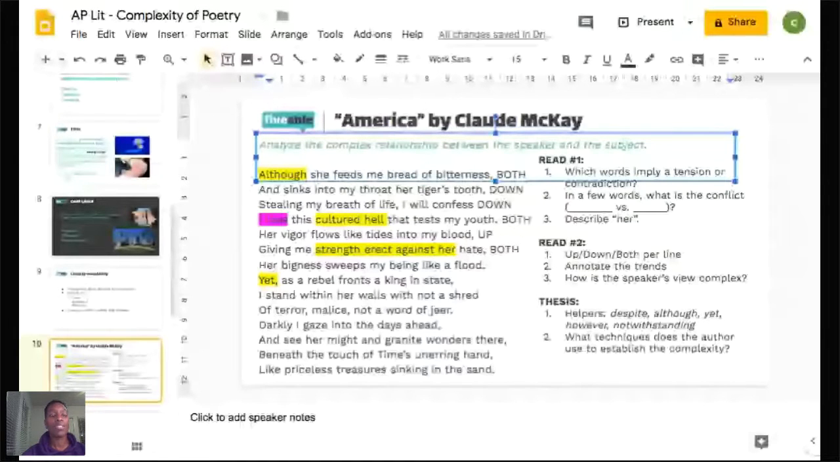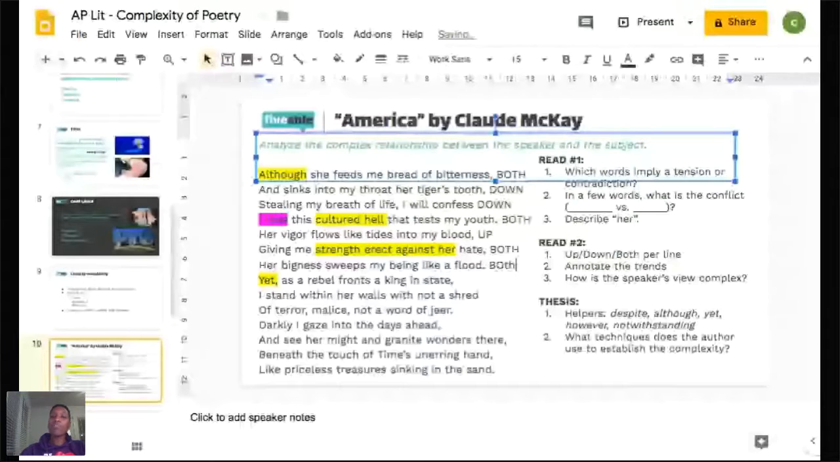And so all of these things, even within all these lines, we've got this back and forth as he develops this relationship with his maybe lover, maybe wife, maybe mother, this nurturing feminine presence that is America. All right, so we've got "sweeps my being like a flood," that's a both.